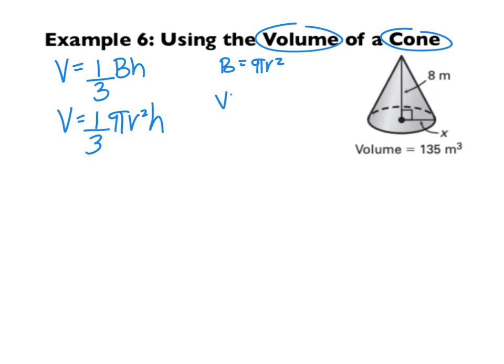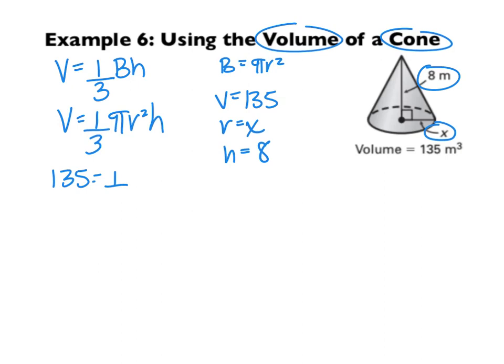Notice that our volume is 135 meters squared. Our radius is what we don't know. That's what we need to find. So we call it x. And the height is 8. So we substitute in our givens. 135 equals 1/3 times pi times x squared times 8.